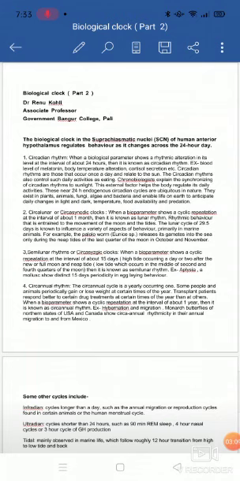Circannual rhythm. The circannual rhythm or cycle is a yearly occurring one. Some people and animals periodically gain or lose weight at certain time of the year, and transplant patients respond better to certain drug treatment at certain times of the year than at others. When a bioparameter shows a cyclic repetition at the interval of about 1 year, this is called circannual rhythm. Example: hibernation and migration.